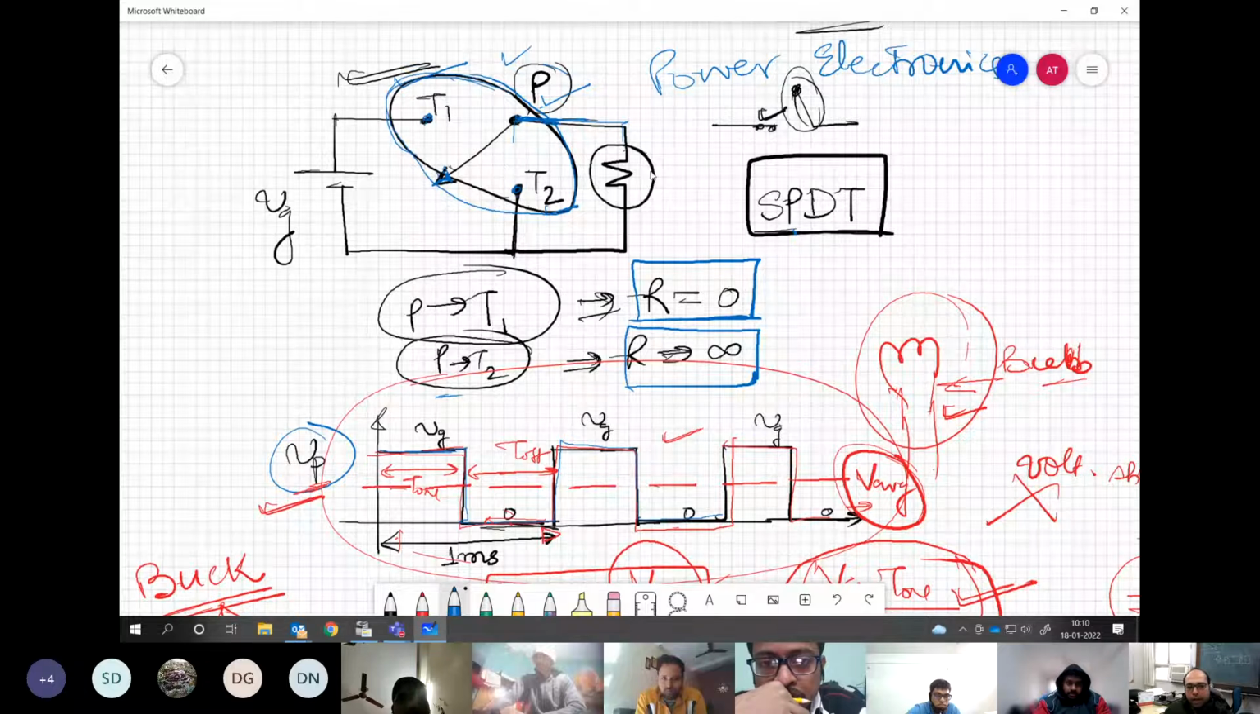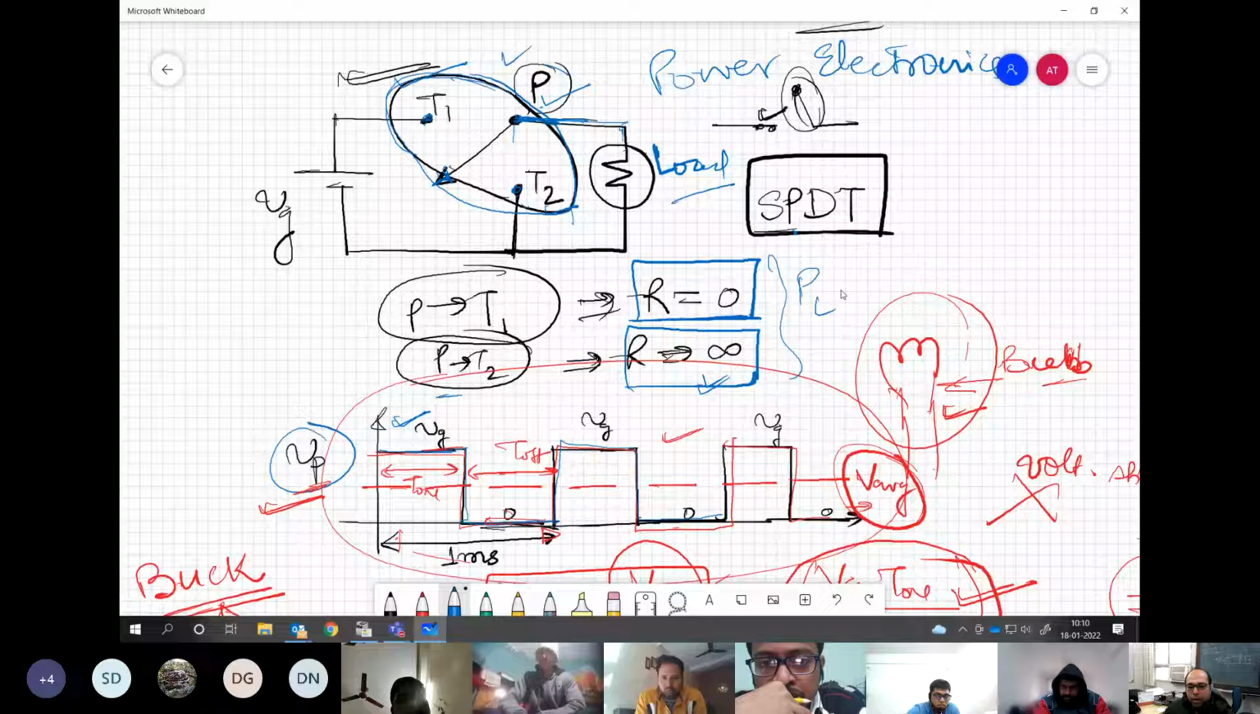Now if we have to apply the voltage at this load, we see that if P is connected to T1, we don't have any resistance over here, and so we are applying the full voltage at the pole end or at the load end. Whereas when we are connecting P to T2, we have applied zero voltage and the resistance goes to infinity. So ideally speaking, the power loss is going to zero.